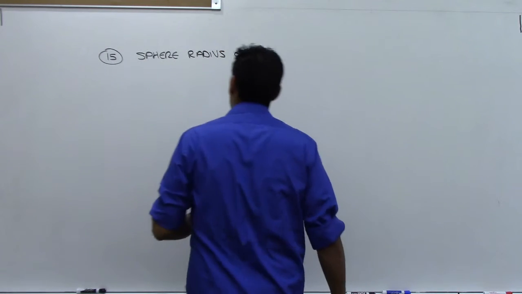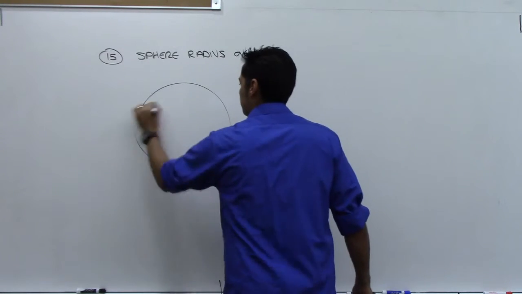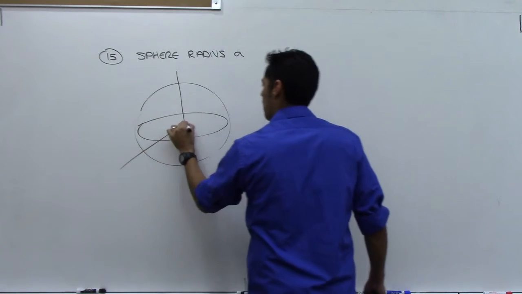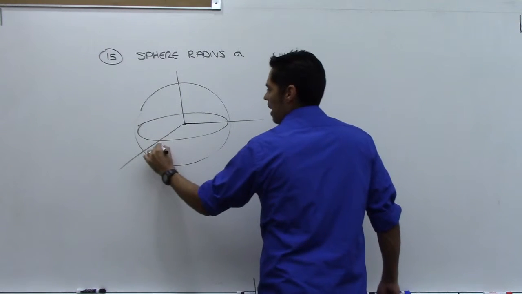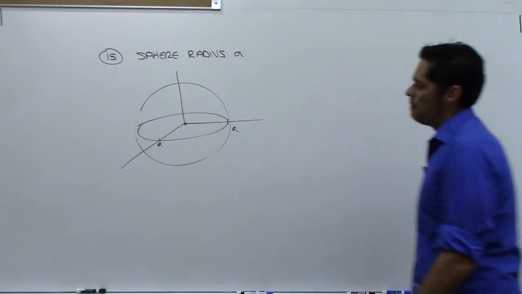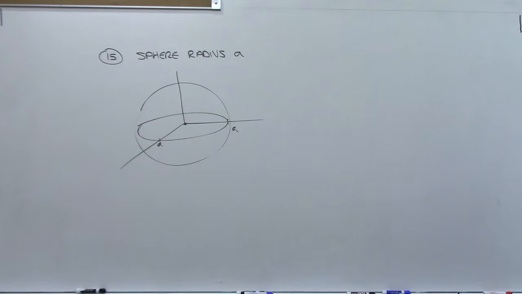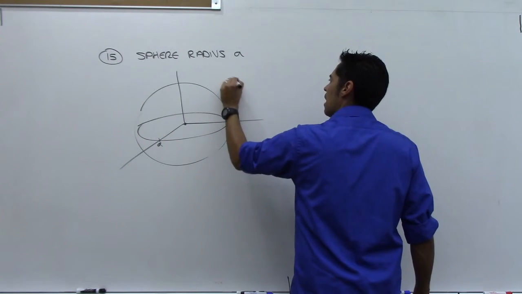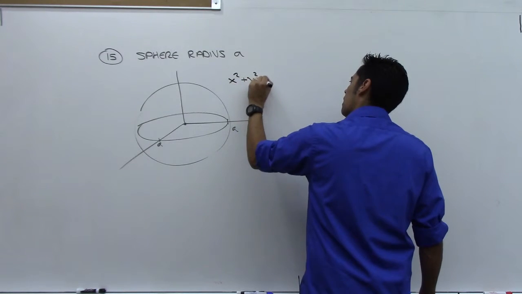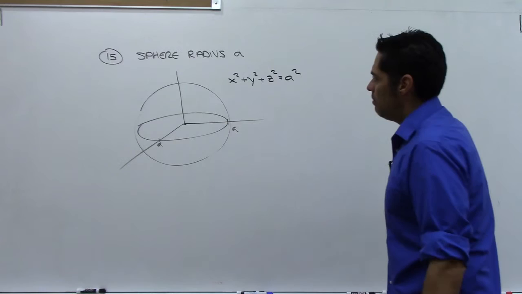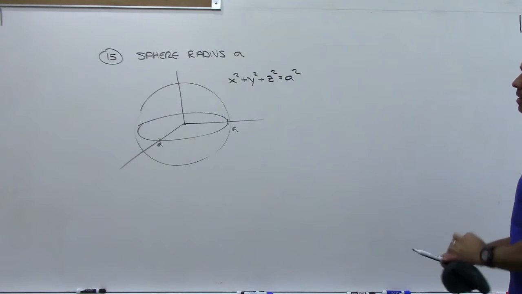So we have a sphere. We'll center it at the origin. It has a radius of A. Right? We're trying to find the volume of this. I know that the equation of this sphere is x squared plus y squared plus z squared equals a squared. We learned that like on the first day of class.